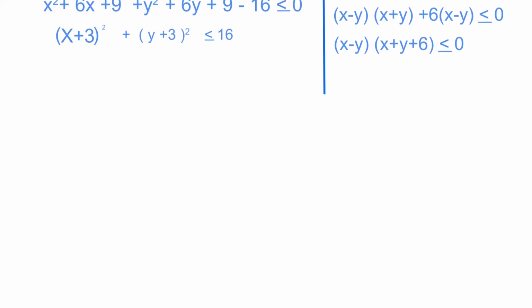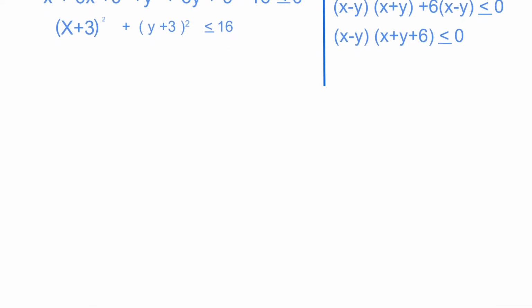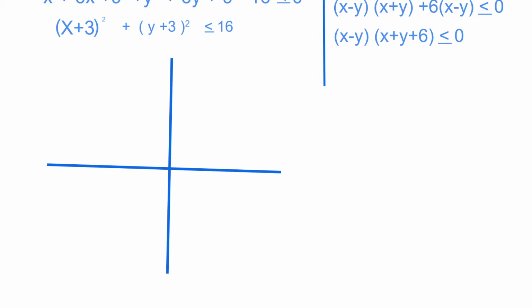So now we have to plot these on a graph. So let's make a graph. So we've got x and y like that. And the first one is basically a circle, and it has a center of (minus 3, minus 3), and it has a radius of 4, approximately like that.